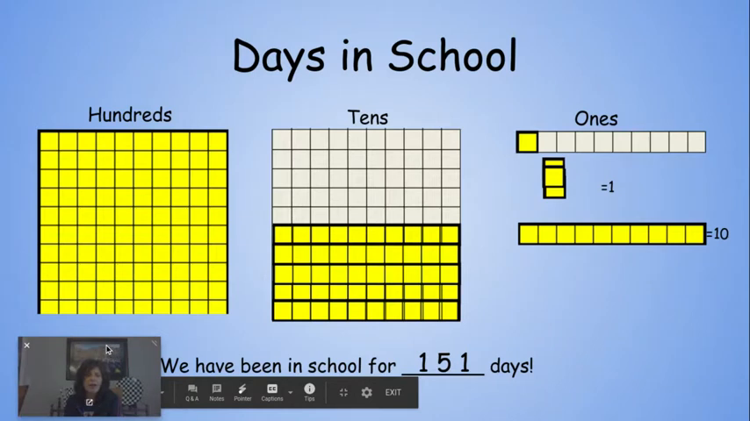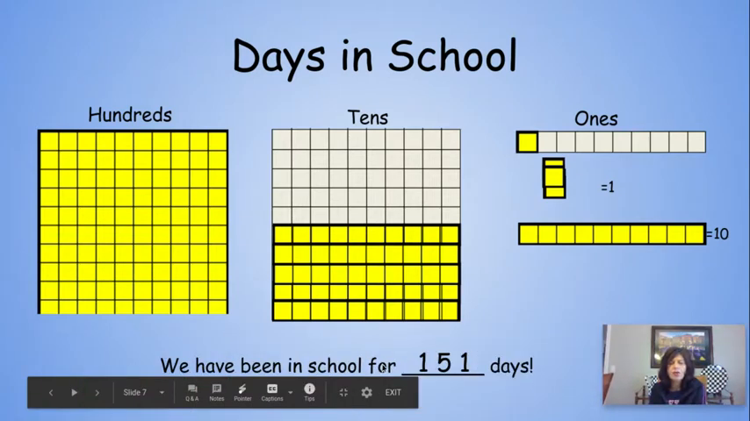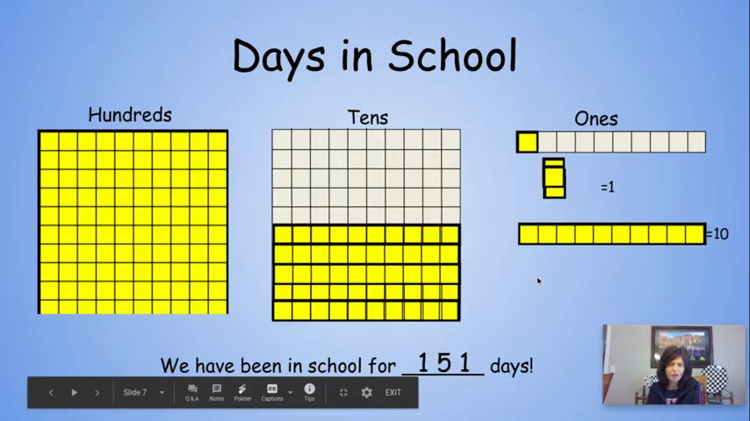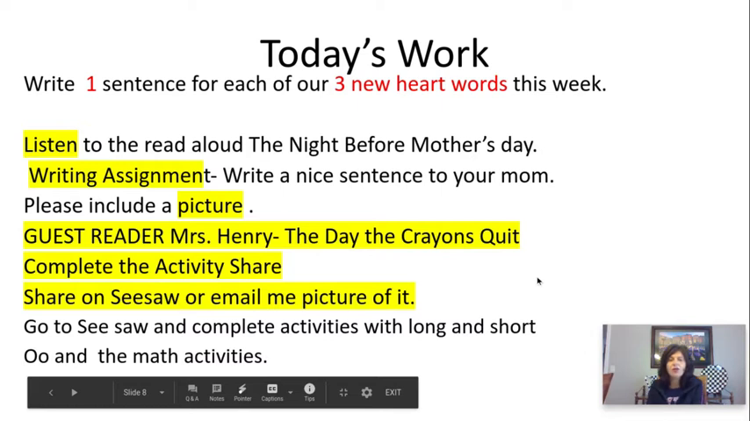Boys and girls, we have been in school for 151 days. You have been in kindergarten 151 days. So remember, the 1 is in the 100 spot, the 5 is in the 10 spot, and the 1 is in the 1 spot. 100, 10s, and 1s. So we have one bundle of 100. This whole thing is 100. We have 5 groups of 10. Each row is a group of 10. 1, 2, 3, 4, 5. 5 groups of 10. And we have 1, 1. 151.